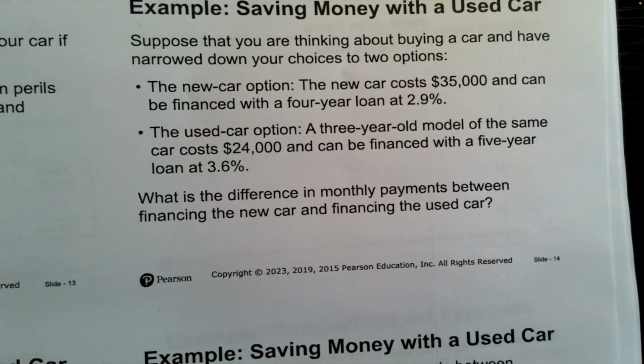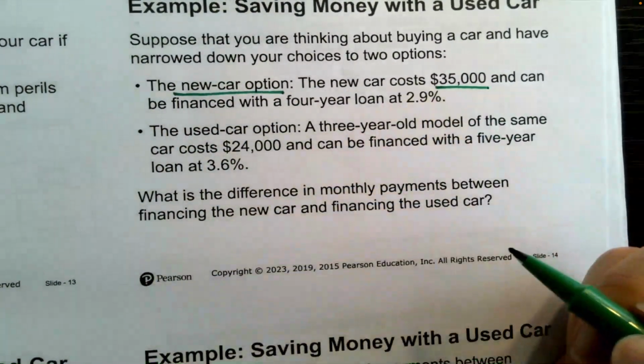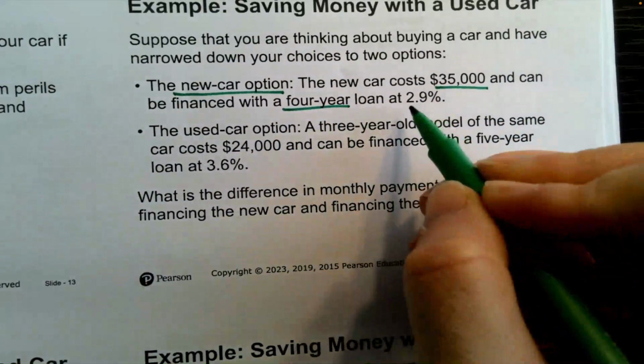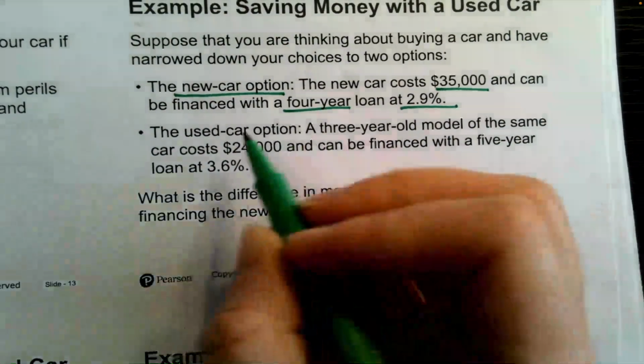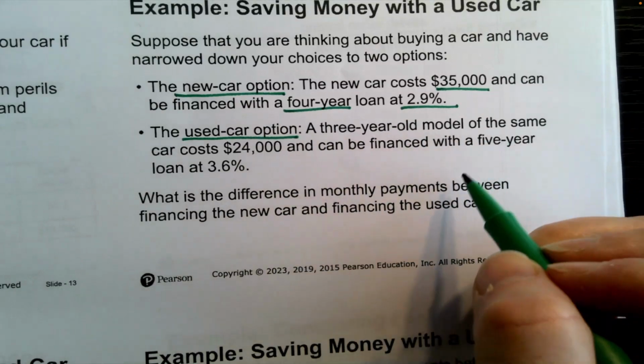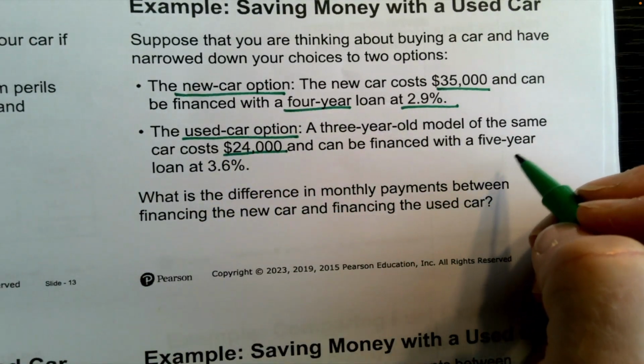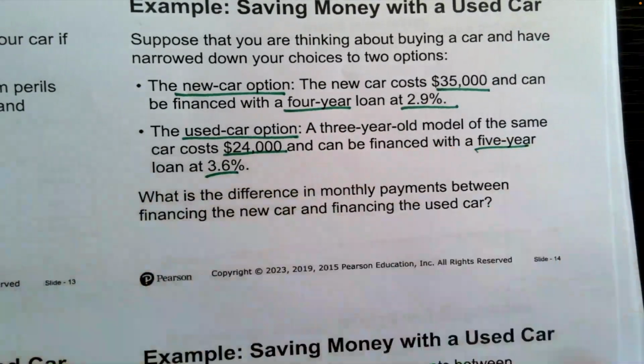Okay, so let's look at how we can save money by buying a used car. The first option is a new car option, 35 grand, 4-year note for 2.9%. The used car option is 3 years old, same car, but it costs $24,000. It can be financed for 5 years at 3.6. What is the difference in monthly payments between financing the new and financing the used?